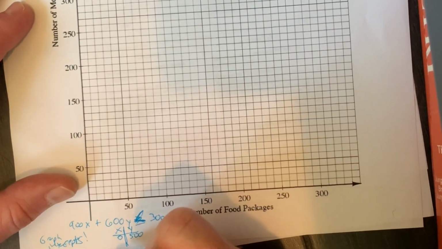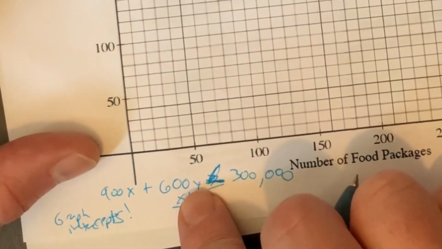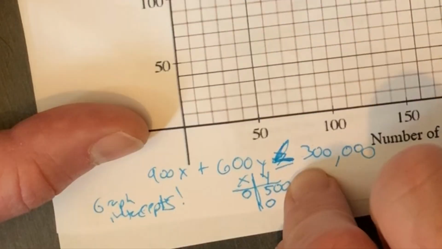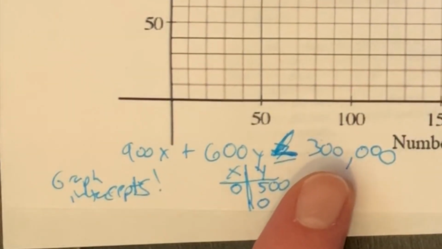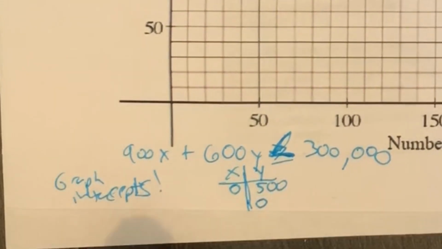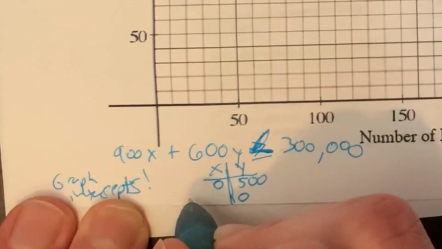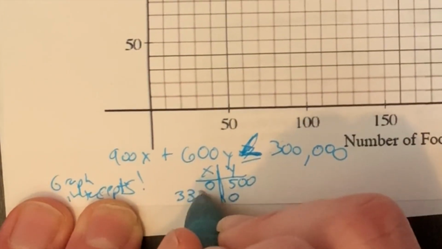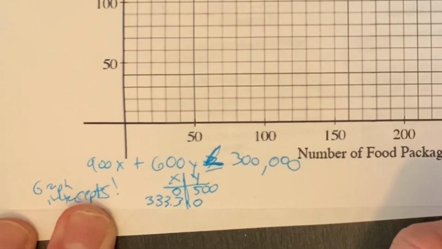So we have my y-intercept. Let's get our x-intercept. So this is going to be if y were 0 here. Now we have 900x. So 900 doesn't go quite perfectly into 300,000, but we have a decimal. So if you do that, just do it in the calculator. 300,000 divided by 900, you should have gotten 333 and a third. 333 and a third. So we can just kind of estimate here. It's not going to be perfect.